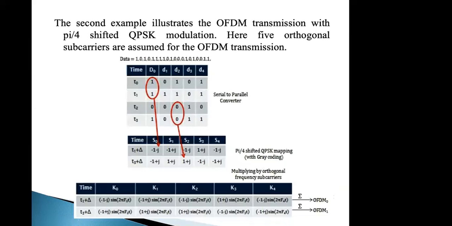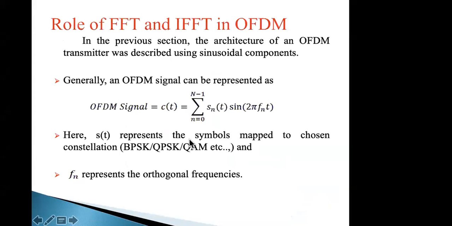If it is QPSK, then I take two different intervals of time, and those data streams are combined as a symbol. The symbol is multiplied with the sine carriers, at different timing intervals, and then modulated onto the OFDM carriers. We can represent this OFDM signal as your data stream multiplied by a carrier, sine 2 pi fn t.